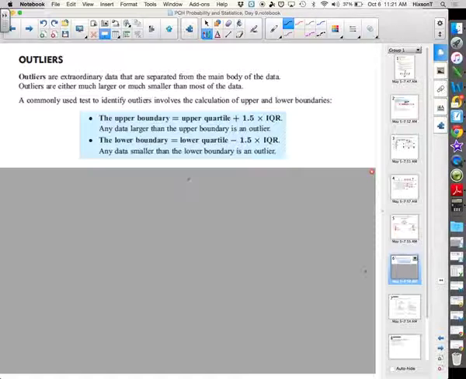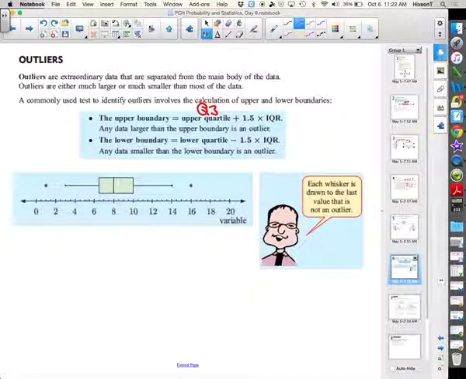But anyways, how do we define this? This is where the IQR comes in handy. We have an upper boundary that defines where our outliers are. And that's found by taking the upper quartile, which is also known as Q3, and we're adding to it 1.5 times the IQR.